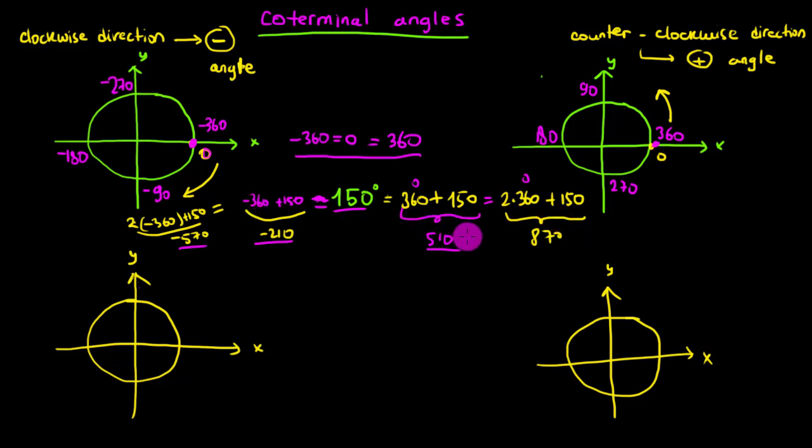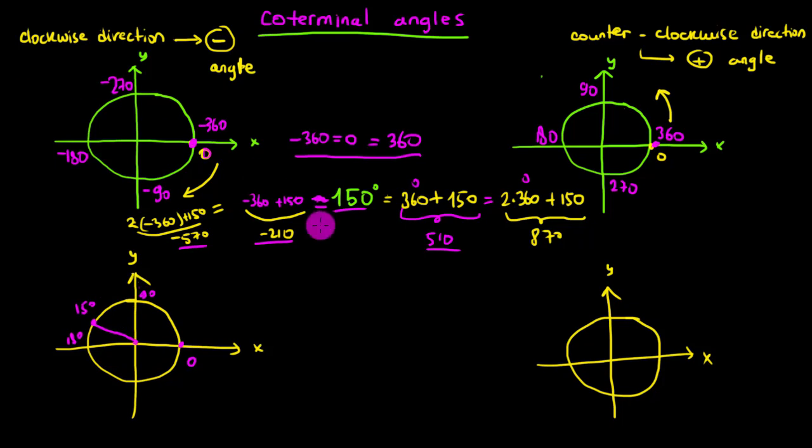Let's show this on the unit circle. You know that this 150 is positive, so to show it on the unit circle, you should move in the counterclockwise direction. Remember, you always start from here, which is 0. This is 90, this is 180, so 150 should be around here, at this point. Okay, 150 degrees.